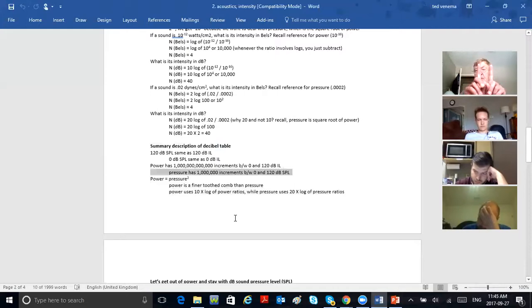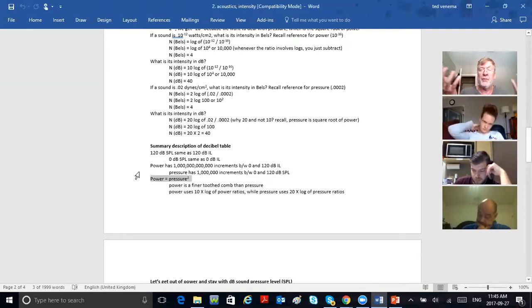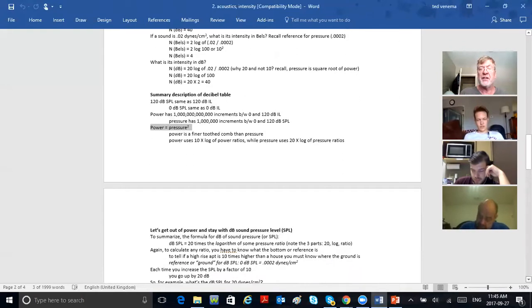That's the two thermometers. So power is pressure squared. In other words, 1 million times 1 million is 1 trillion. The square root of 1 trillion is 1 million. So I would put a star by that. You should know that just basically, but again, don't freak.